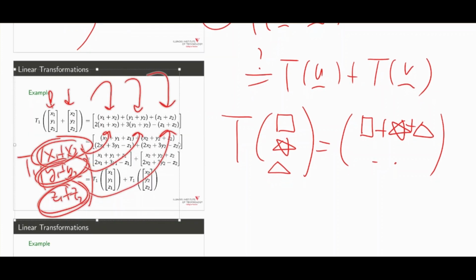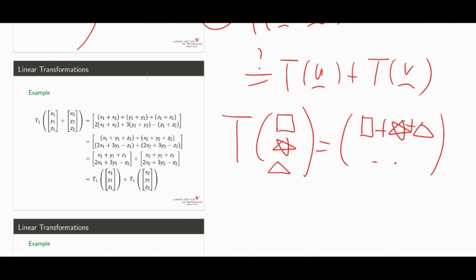Once we have that, you can expand and regroup. After you expand and regroup, you can see that this can be written like this. This part here is T of x1, y1, z1, and this part here is T of x2, y2, z2. I encourage you to pause the video if you don't see it.